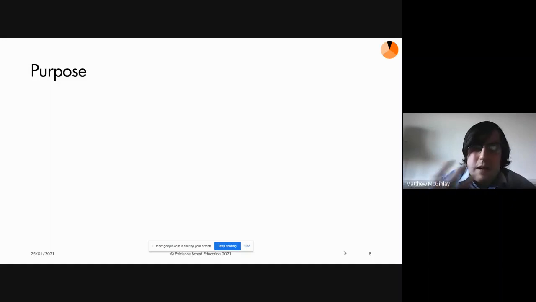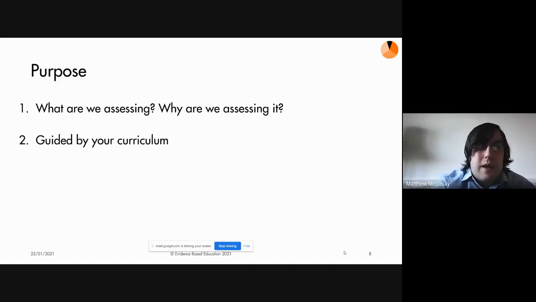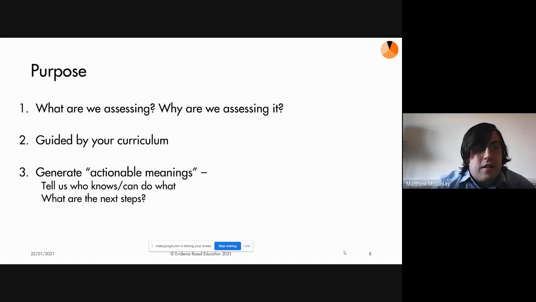So when we're thinking about purpose, there are three points. What are we assessing, and why are we assessing it? So what are we trying to actually achieve with our assessment? It should always be guided by your curriculum. We have this curriculum document that tells us what we want our students to know and to be able to do. So your assessment should be grounded in that, telling you whether our students can do the things within our curriculum. And there's this phrase, actionable meanings, and we want our assessment process to generate some actionable meanings for us. So that tells us what our students can do, what they know, or perhaps what the next steps are for our students.